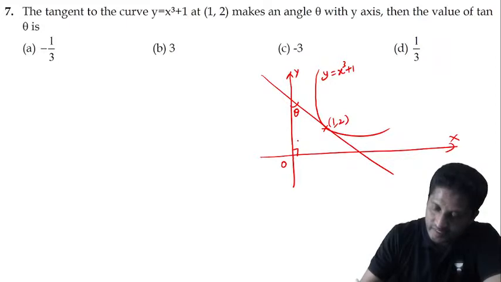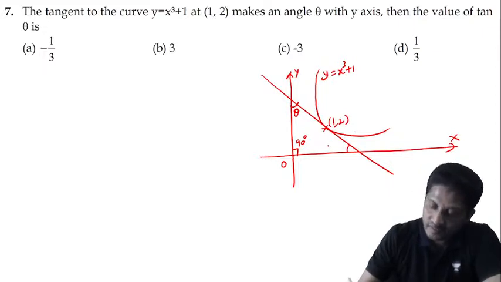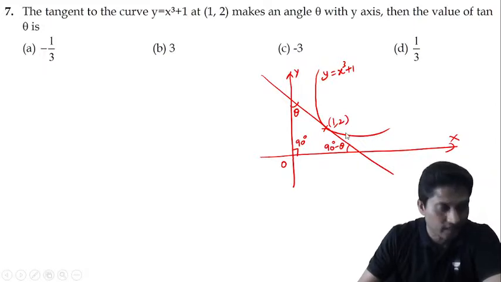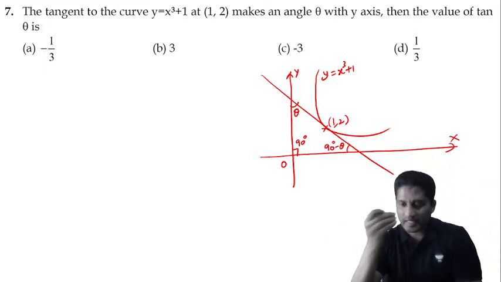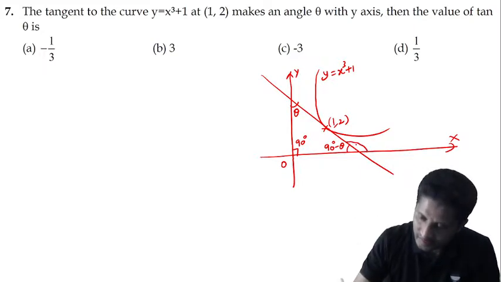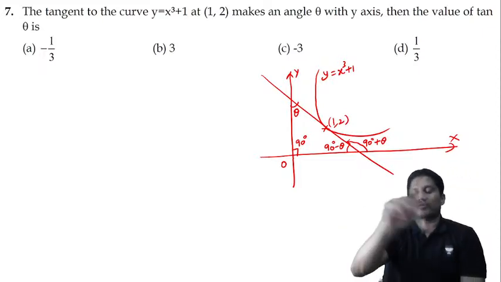Obviously this is 90 degrees, pi by 2. Now the sum of all the angles of a triangle should be 180 degrees. So this is 90, this is 90 minus theta, and this fellow should be equal to 90 plus theta. Slope is taken in the anti-clockwise direction.